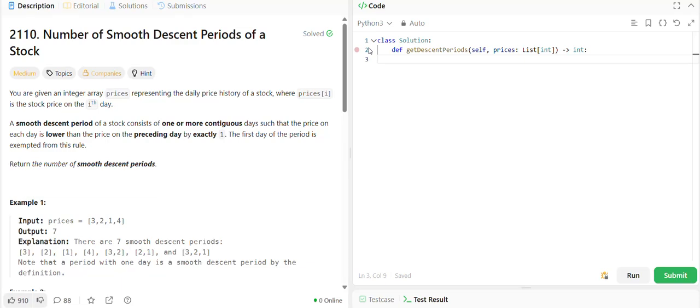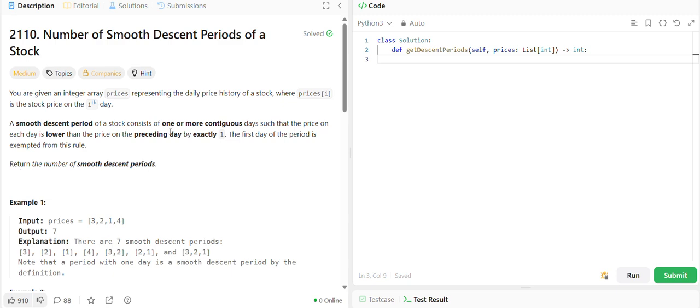I am Ritika and today we are going to solve the LeetCode problem, Number of Smooth Descent Periods of a Stock. So let's understand what the problem states. You are given an integer array prices representing the daily price history of a stock, where prices[i] is the stock price on the ith day. A smooth descent period of a stock consists of one or more contiguous days such that the price on each day is lower than the price on the preceding day by exactly one. The first day of the period is exempted from this rule. Return the number of smooth descent periods.